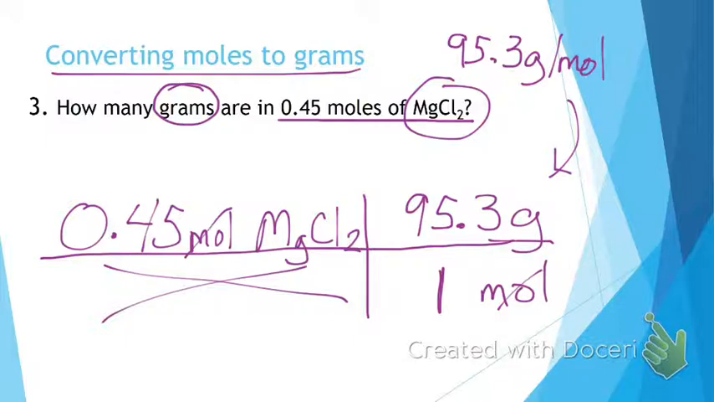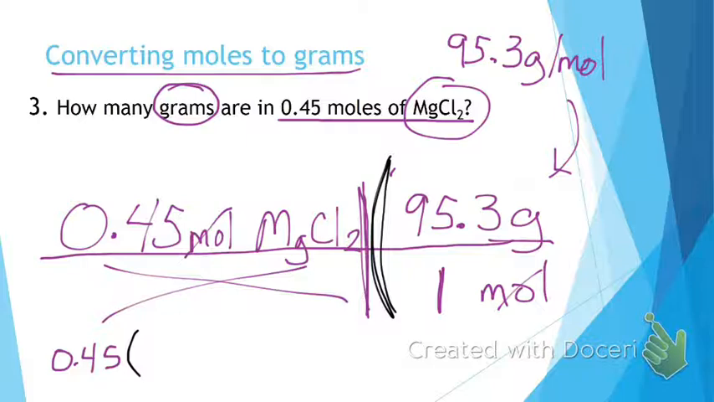How to place this into your calculator? You'll put the first number you see here. So I'll put 0.45. Then when I get to the vertical line, I will open a parenthesis. Then I put the first number, the top number, 95.3. Then to get the horizontal line, I press the divide sign, 1. Close. And then I press enter.